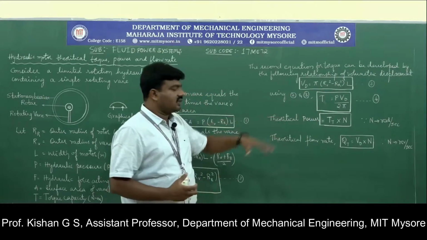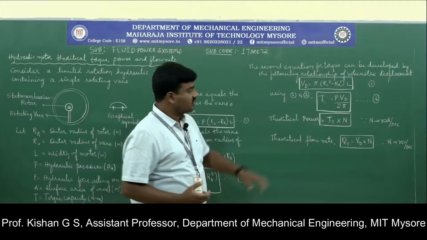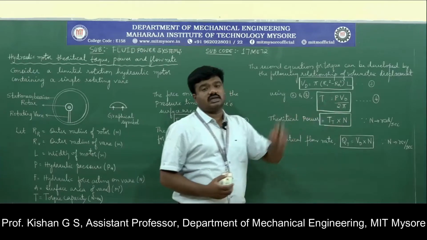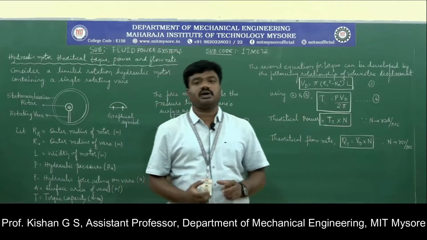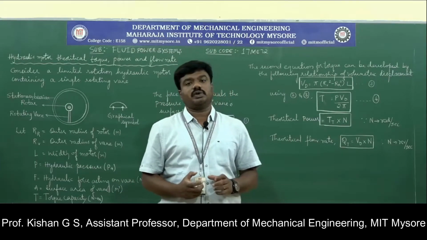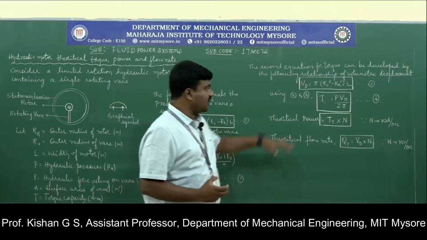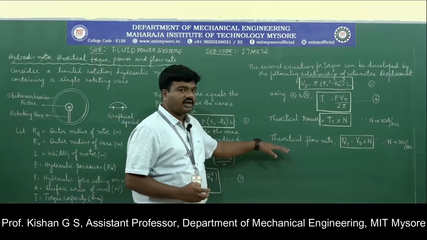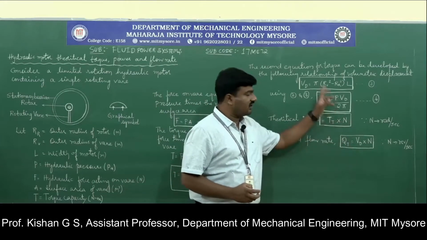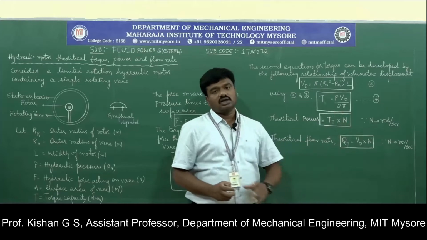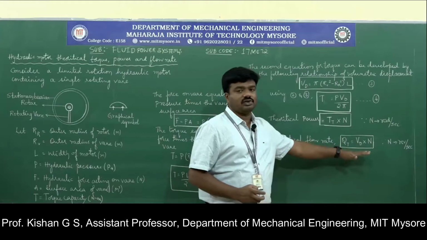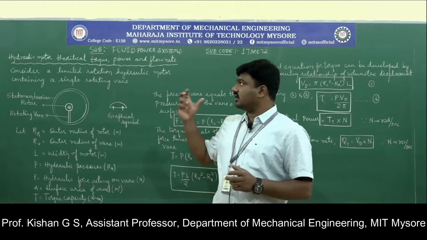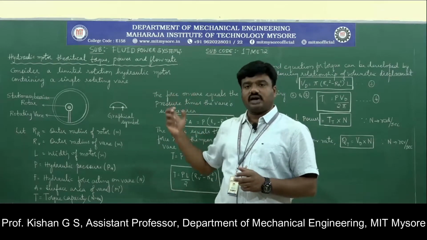Okay, similarly, the power is going to be considered as the theoretical torque multiplied by N, whereas N should be in radians per second when we are identifying power. Whereas in case of theoretical flow rate, it is Qt, again the volumetric displacement into N. So here N should be in revolutions per second. So this is the basic illustration for the hydraulic motor theoretical torque, power and flow rate.